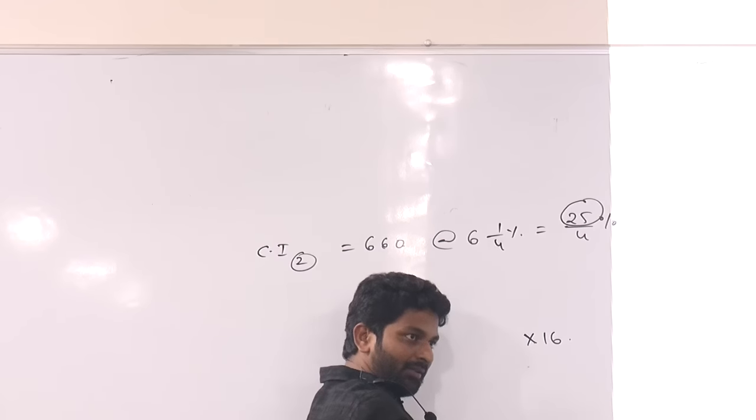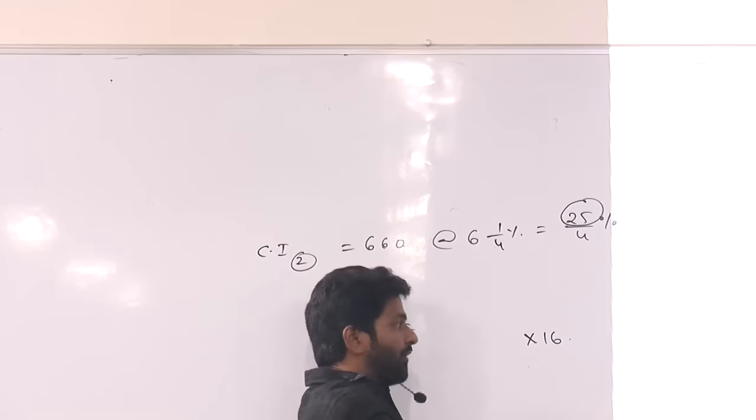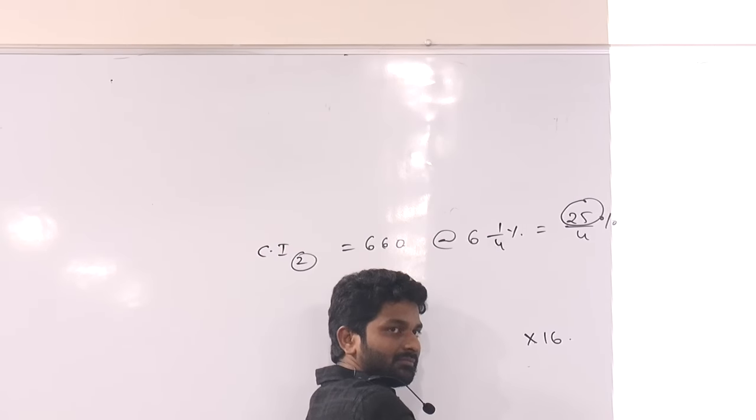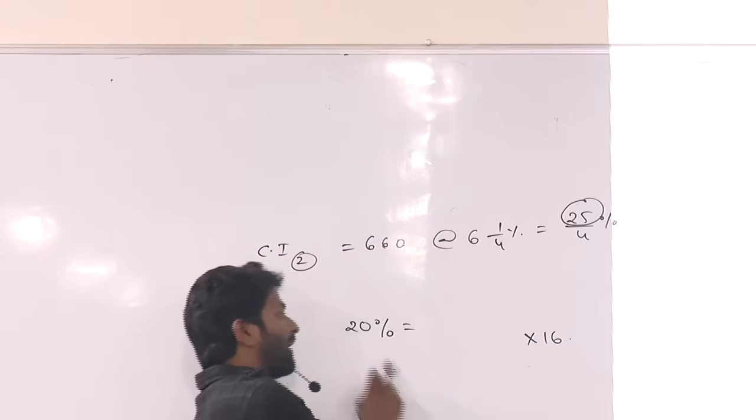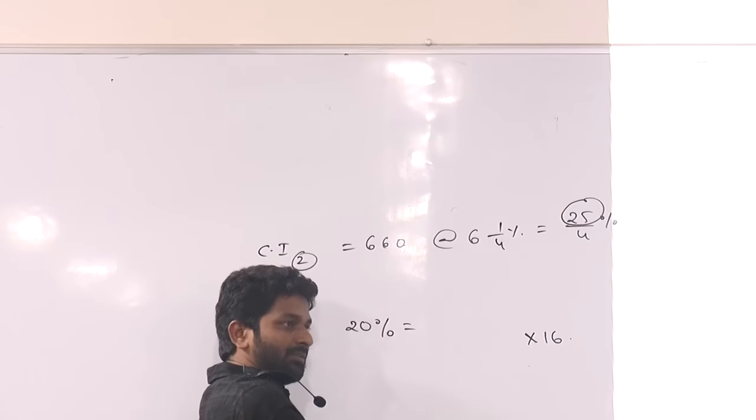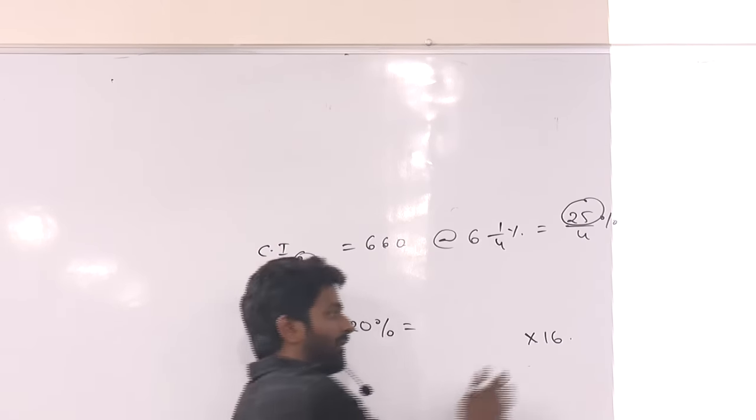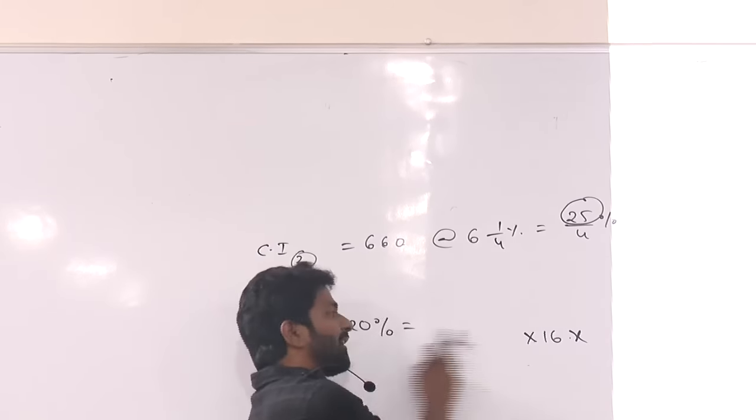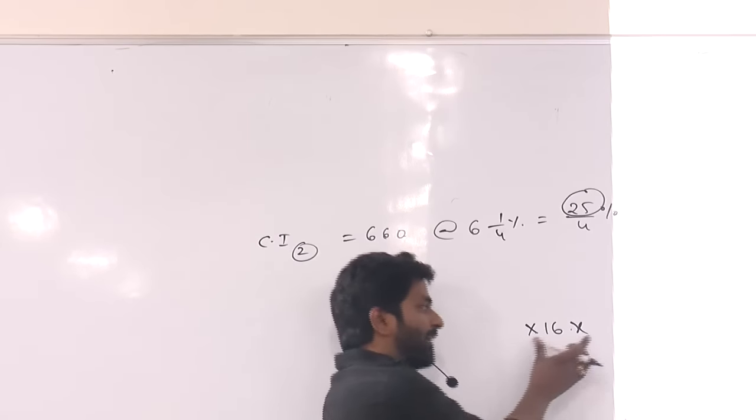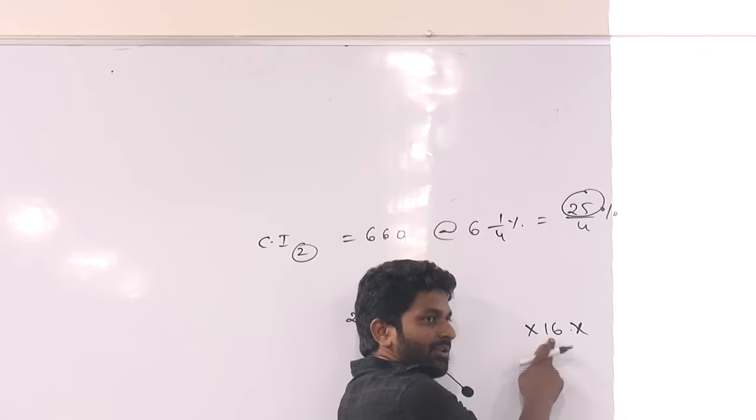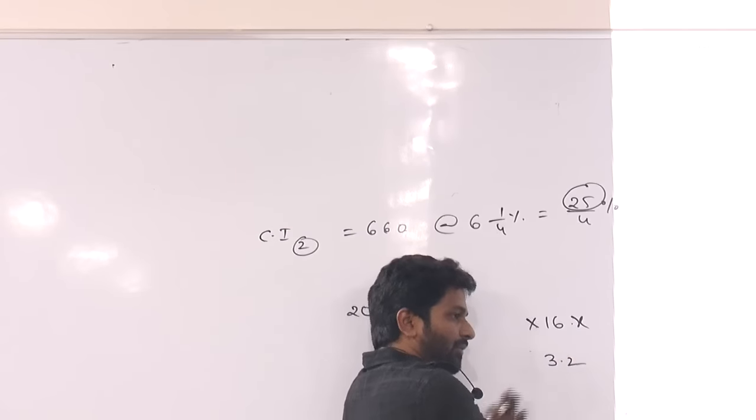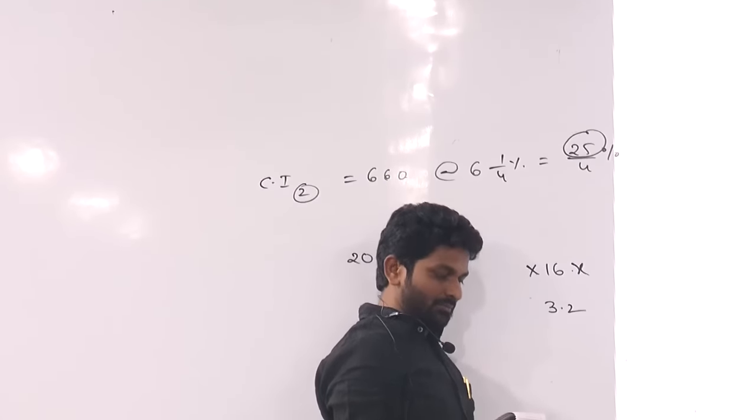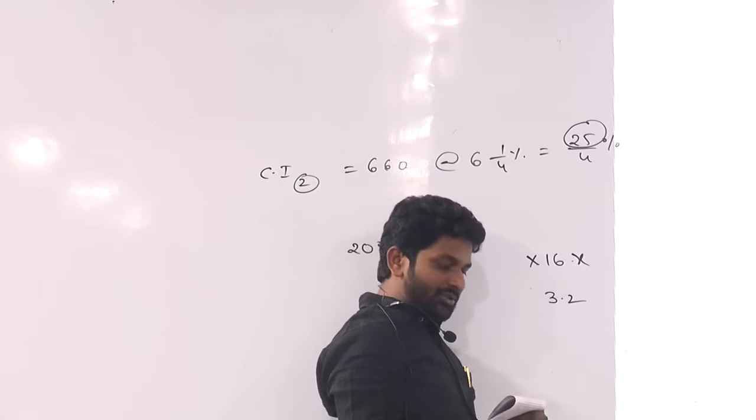Are you getting my point? Yes? So your 100% value should be a multiple of 16. And now you are taking 20% of this number. If it is 16x, let's say, you need to calculate 20% of this number. 10% of this number is 1.6, 20% is 3.2. Answer should be a multiple of 32.